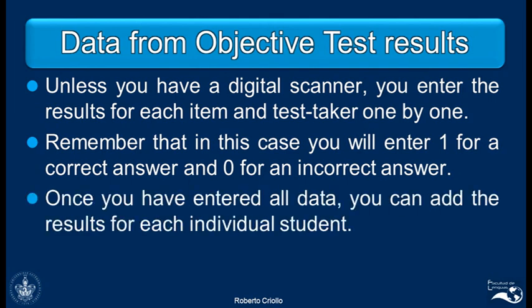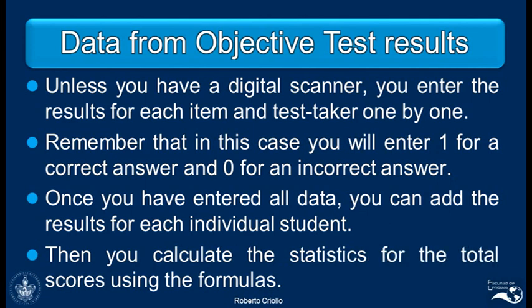Once you have entered all of your data, you can add the result for each individual student. And once all of your totals have been calculated, you can then proceed to estimating the descriptive statistics for your set of data. We're going to look at a specific example. I want to show you with an Excel file, step by step, the kind of things that you need to do to calculate your descriptive statistics from objective tests in Excel.